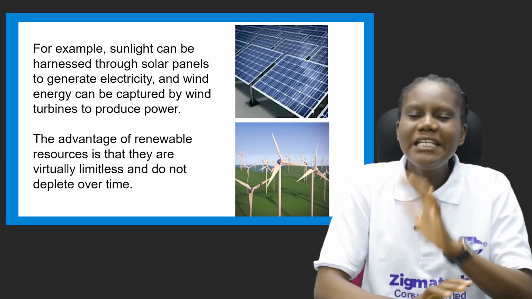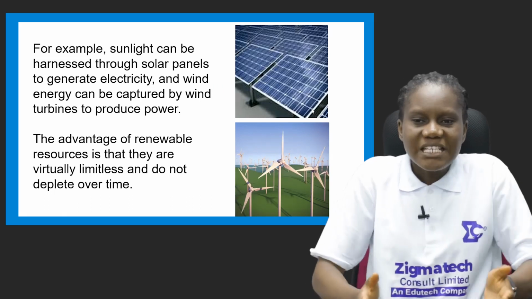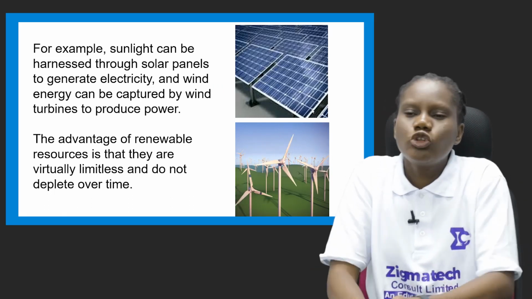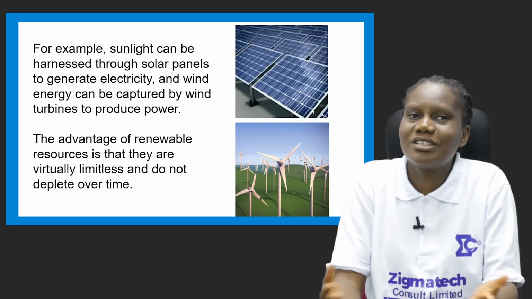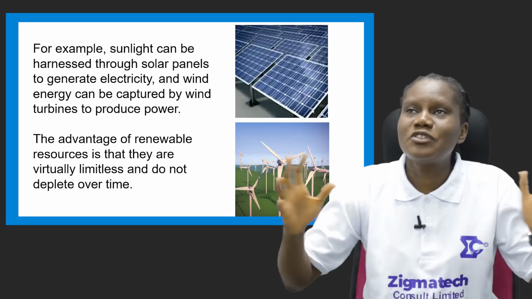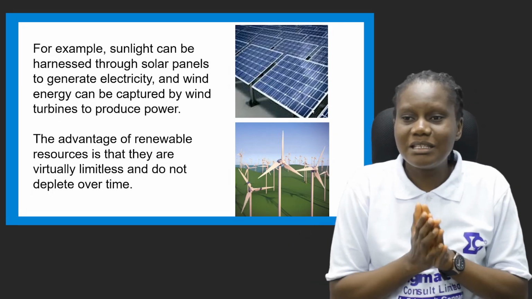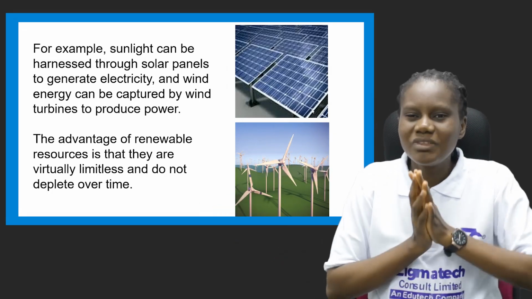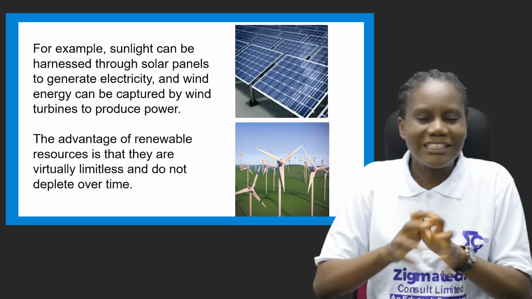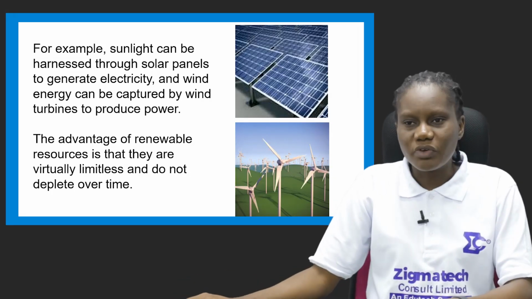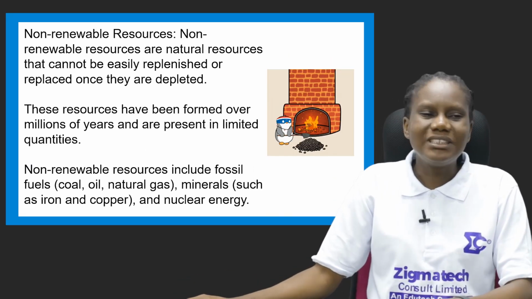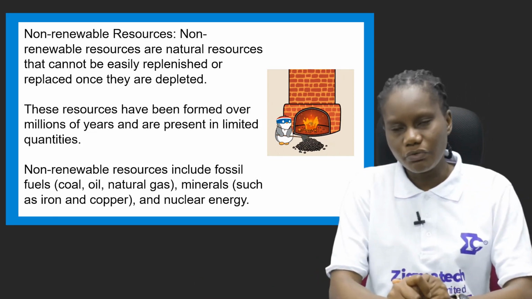So they are limitless. They are not limited, and they don't finish. Maybe you got outside one day and just said that the sun has finished, or that's why it's not shining, or the wind is no longer blowing because it suddenly disappeared. No, they are limitless, and they do not deplete over time. So that's why we call them renewable resources.